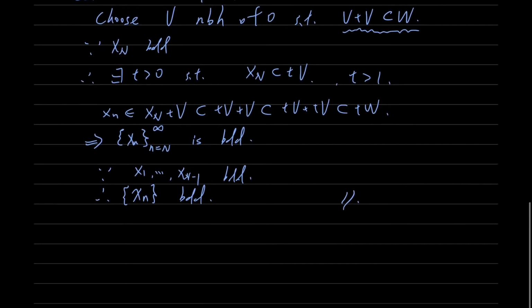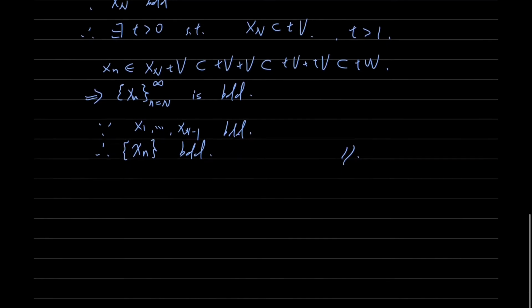So just as before in the metric space or in the Euclidean space, the convergent sequence, or more generally, the Cauchy sequence, are bounded. And another fact that we proved before is that if E is bounded, it will imply that its closure is also bounded.